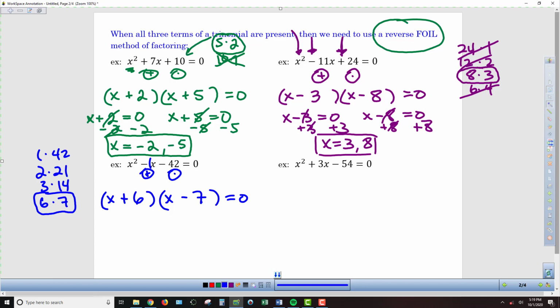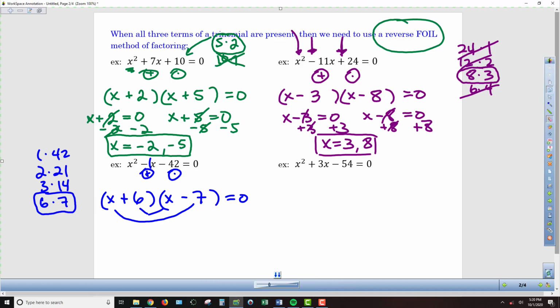So this way I'll get the negative 7x when I multiply the outer pieces, but I'll get the positive 6x when I multiply the inner pieces, and then when I add them together, I'll get negative x as the result for the middle. And then of course, 6 times negative 7, we chose that in the first place because it would multiply to make negative 42.